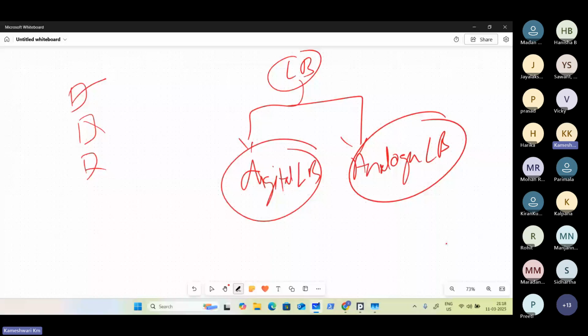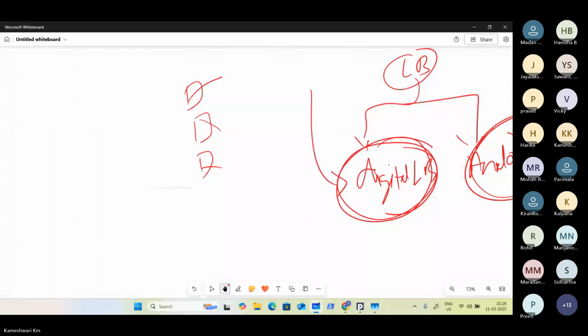Software controls it. It's a software which you install. So digital load balancers are more efficient and also more common compared to analog. So these are the two types of load balancers you generally see. Any questions anyone till now?